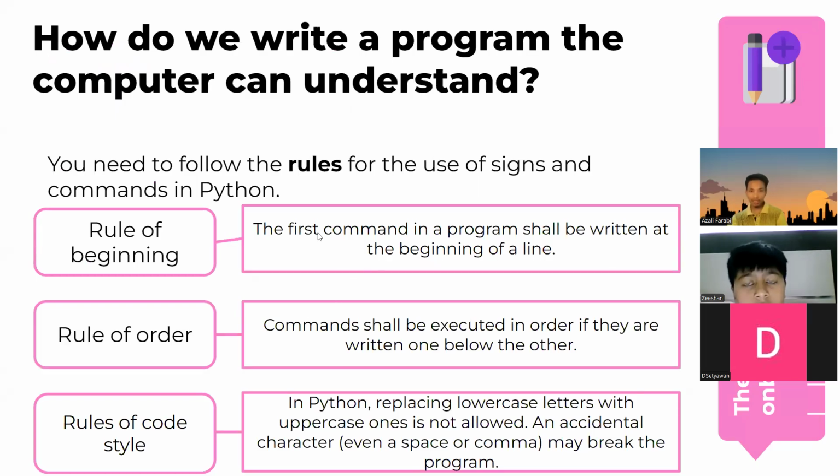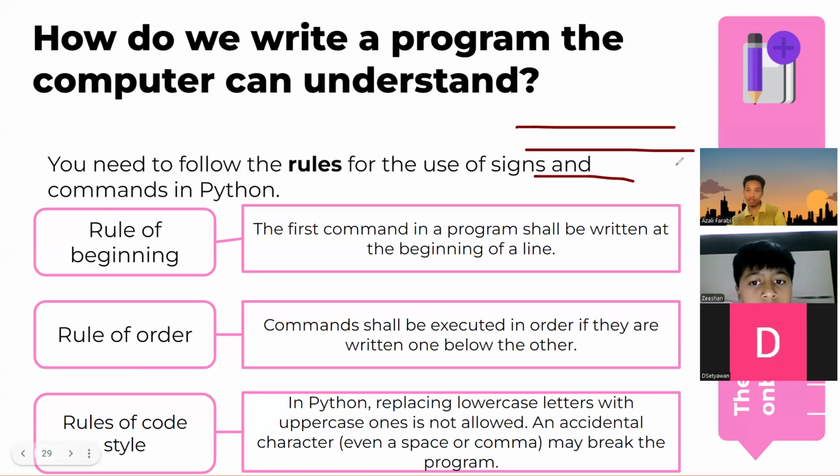Now, this is kind of the rules when you want to code with Python. First is the rule of beginning: you have to write the code first when you want to execute that code. Second is the rule of order: commands shall be executed in order if they are written one below the other. When this is the first line and this is the second line, it will execute one by one. It's not like it will go from here straight to there. No, it's not like that.